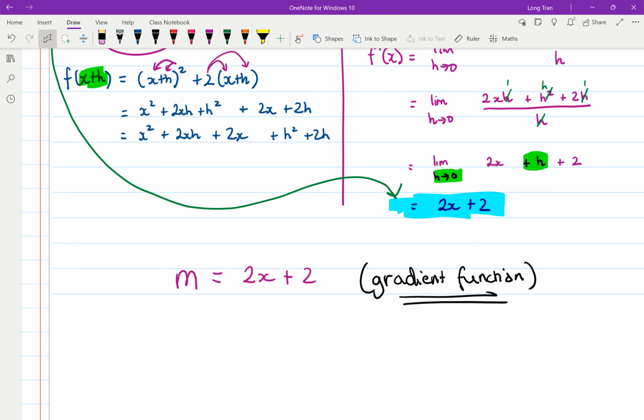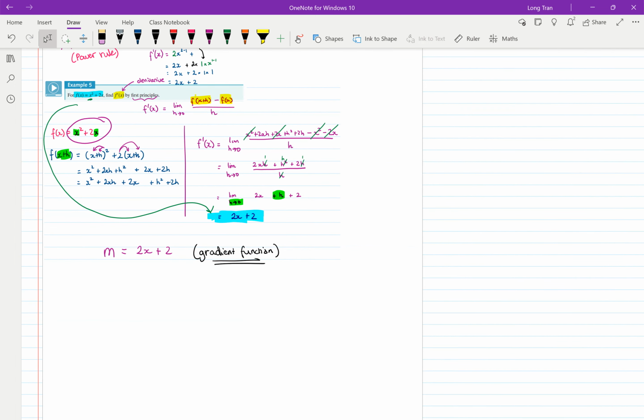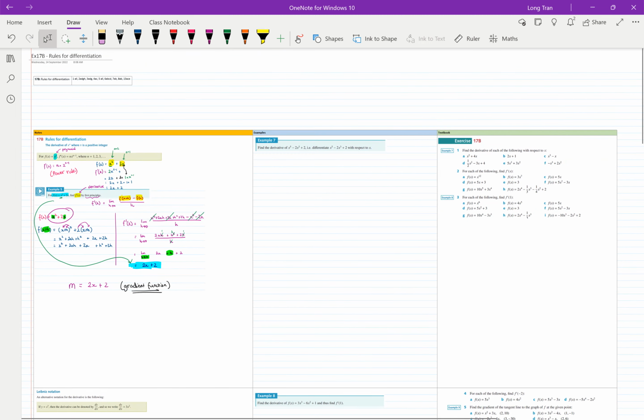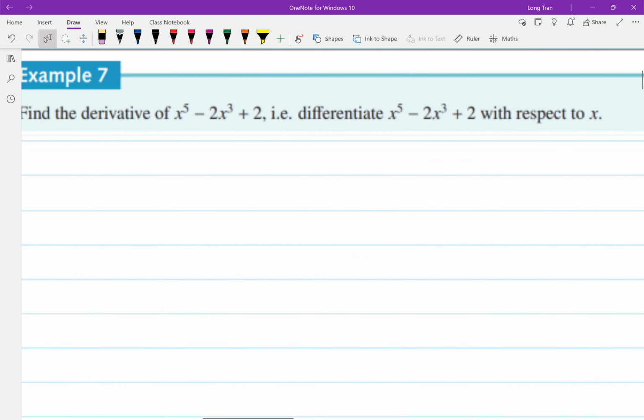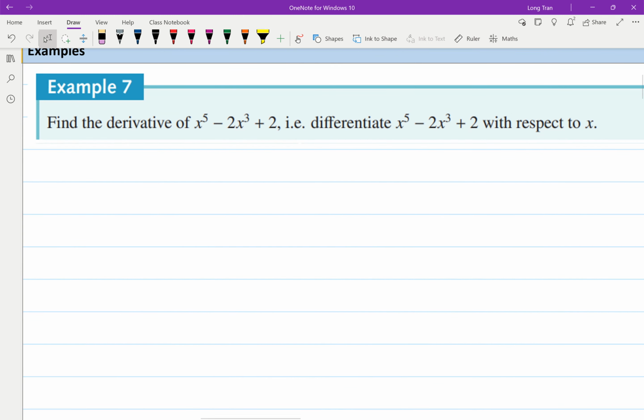Okay? Because that will link into the understanding when you're applying it. When they ask for instantaneous rate of change or when they're asking for a gradient function, there's a difference between the two. Okay? Let's do an example. Let's do this one now. Here we go. Example 7.